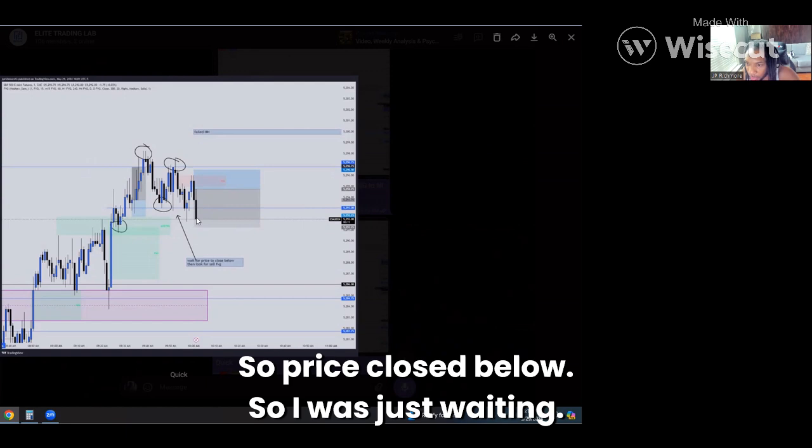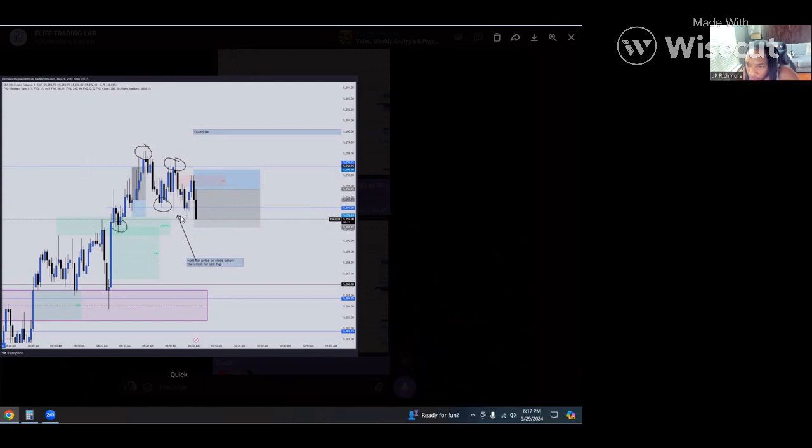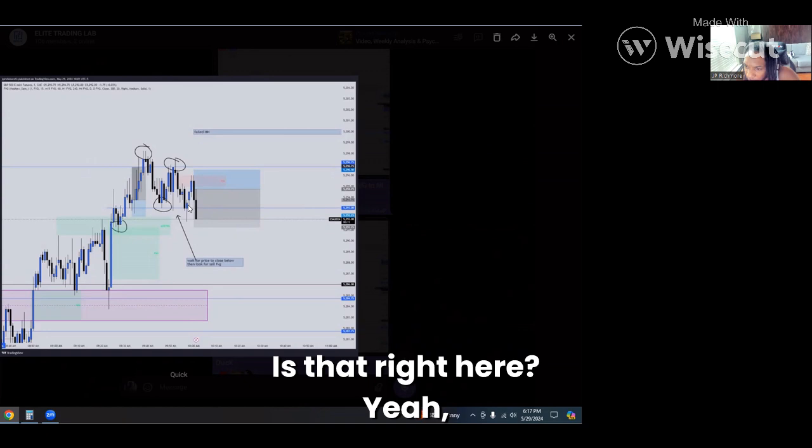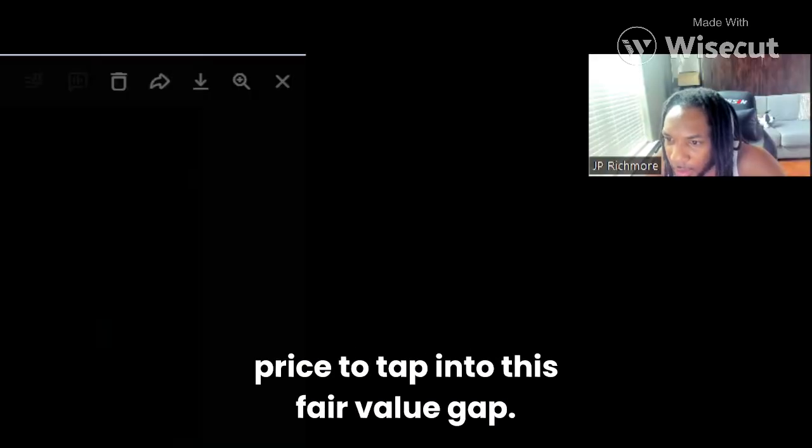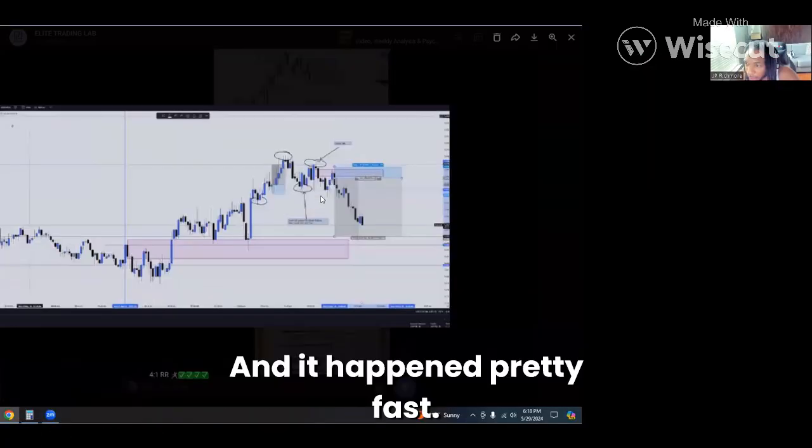So I was just waiting. Oh no, it closed below. Is that right here? Yeah, right here. It closed below right here. And then I'm like, okay, now I'm waiting for price to tap into this fair value gap. And it happened pretty fast.